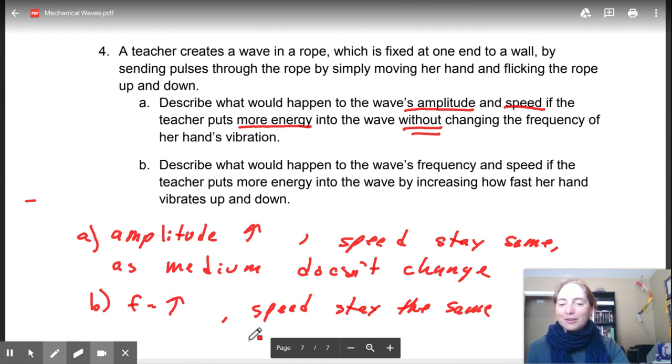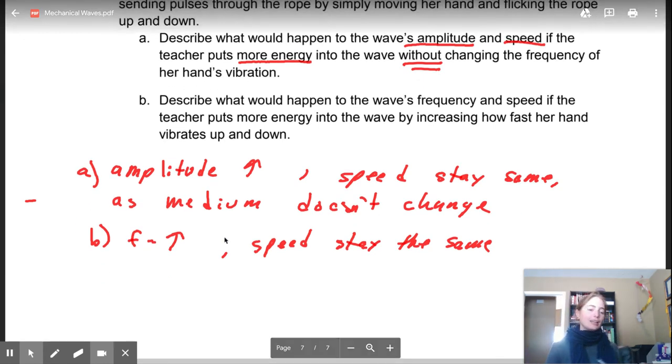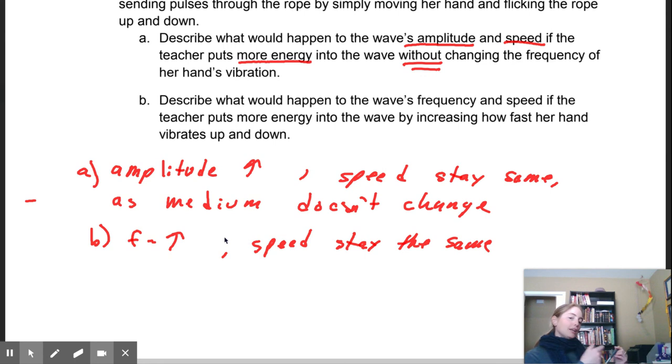Okay. So, ladies and gentlemen, however, what will also change is the wavelength. If the frequency gets higher in a wave, so if the speed stays the same and the frequency increases, the wave itself is going to get smaller. So therefore, the wavelength is going to get smaller.